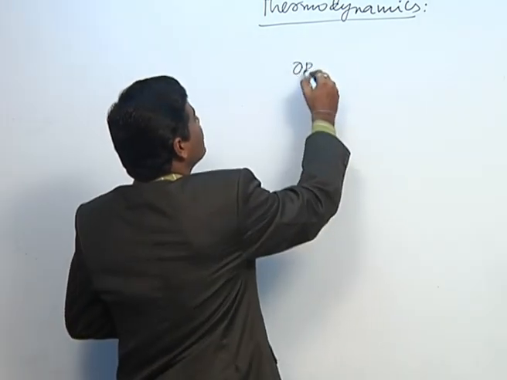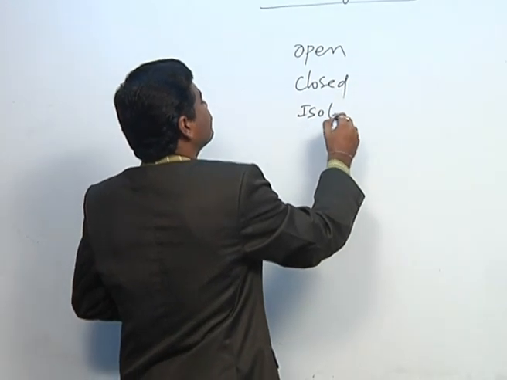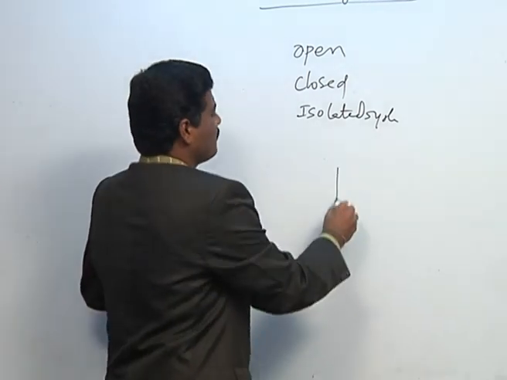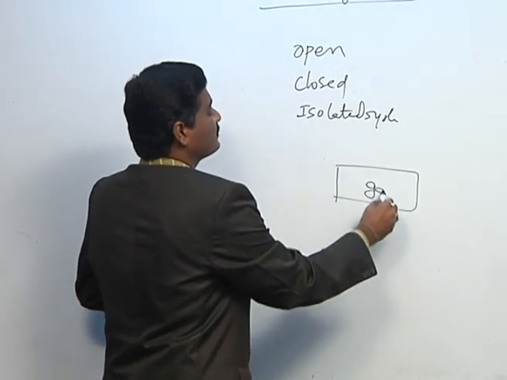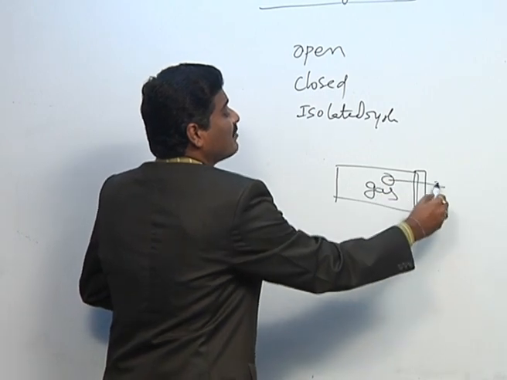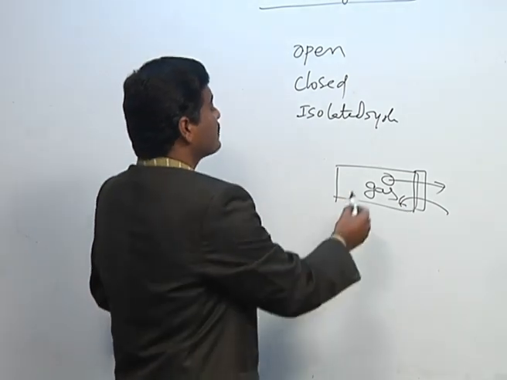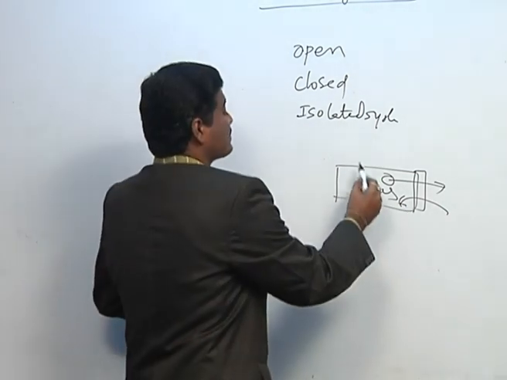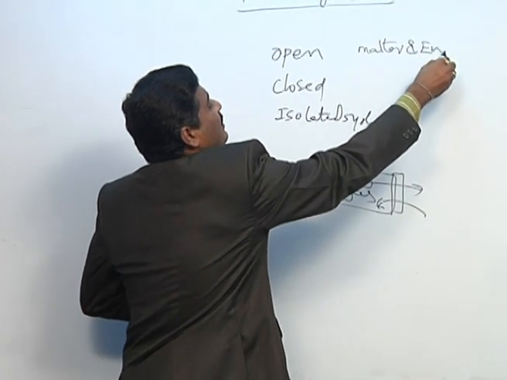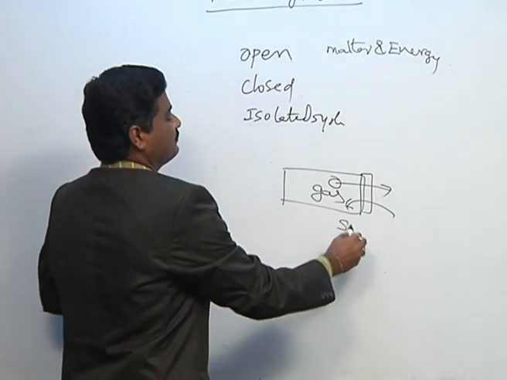See here, if you observe this open system, closed system and isolated system. If you observe this one, if it is a cylinder, a gas is present. If the system is open, definitely the gas can be emptied out, and some other matter can be entered into this. So here the system, matter as well as energy both can transfer with the surroundings.